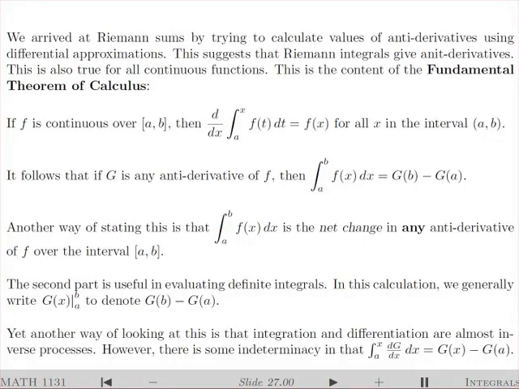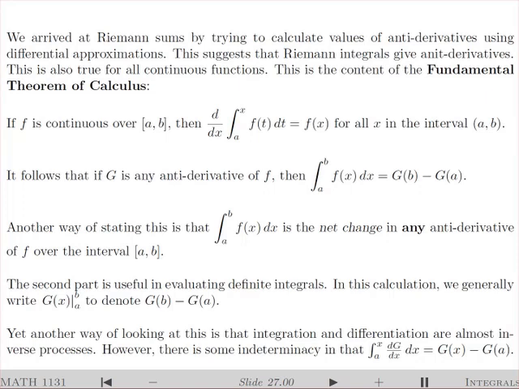There are several properties of the definite integral which mirror the properties of the indefinite integral and of area. The definite integral is linear. You can move constants in and out. The definite integral of f plus g is the definite integral of f plus the definite integral of g. It's also additive over intervals. So the definite integral from a to c equals the definite integral from a to b plus the definite integral from b to c, if b is in between a and c.